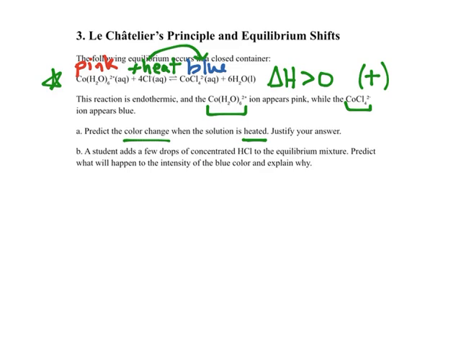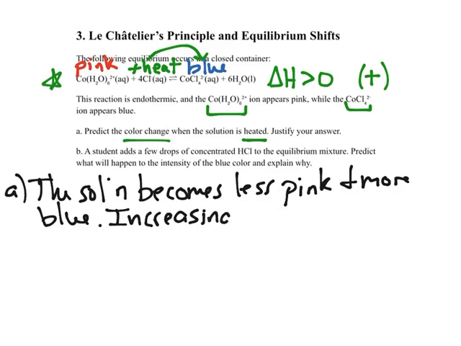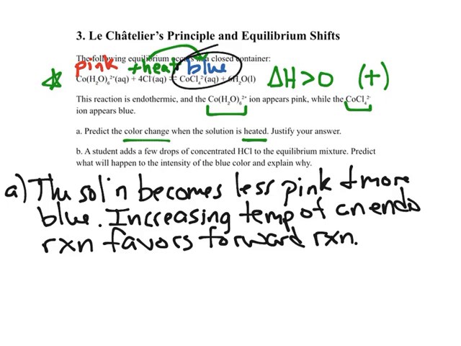So to answer this question, A, the solution becomes less pink and more blue, and our rationale there is increasing the temperature of an endothermic reaction favors the forward reaction. As we favor this forward reaction, the system should turn more blue and less pink.